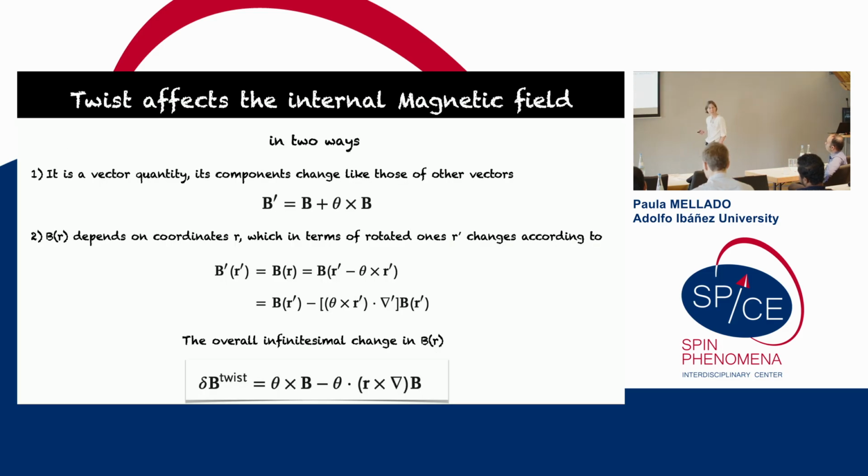But what happens when there is a twist? When there is a twist, two things happen. The first is that the magnetic field is a vector, so with a twist, it changes as a vector. So B prime after the twist is going to be the original B plus theta cross B. But also, the magnetic field depends on vectors, and the vectors also change with the twist, in such a way that the twisted magnetic field, which has twisted vectors as an argument, is going to change in this way. So overall, the infinitesimal change in the internal magnetic field due to twist is going to change in this manner, right?